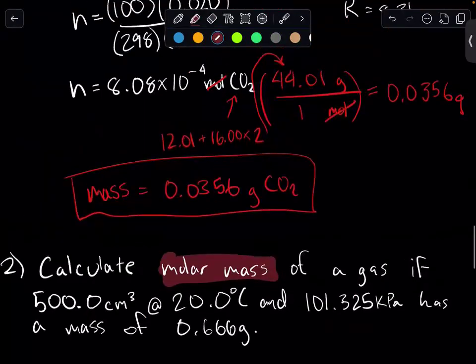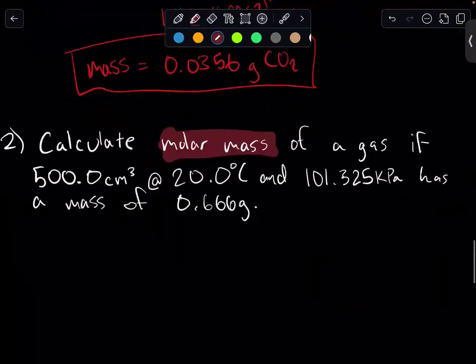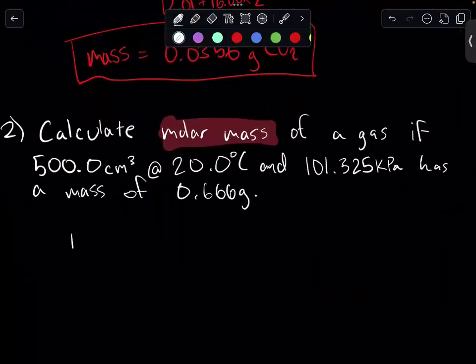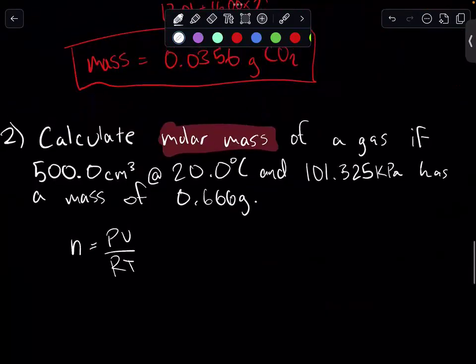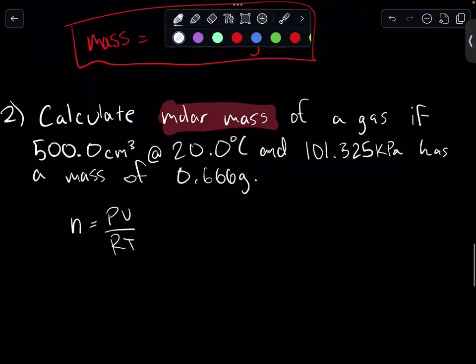So once again, because we're looking for some type of mass unit, specifically molar mass, we know that molar mass can be converted via moles. So we're going to, once again, just try and find moles. n = PV/RT. I'm stealing the same equation from before without having to re-solve for it. I'm going to grab my variables.